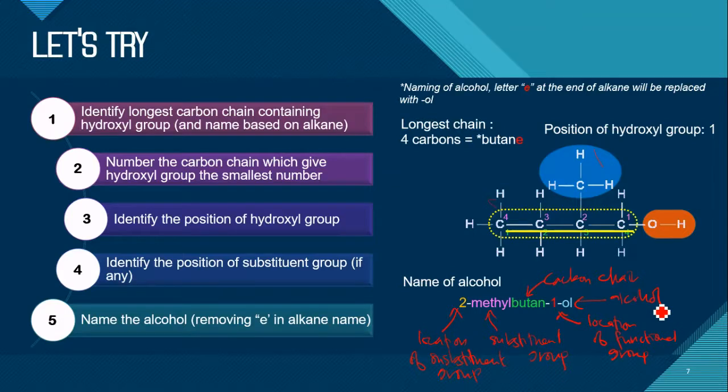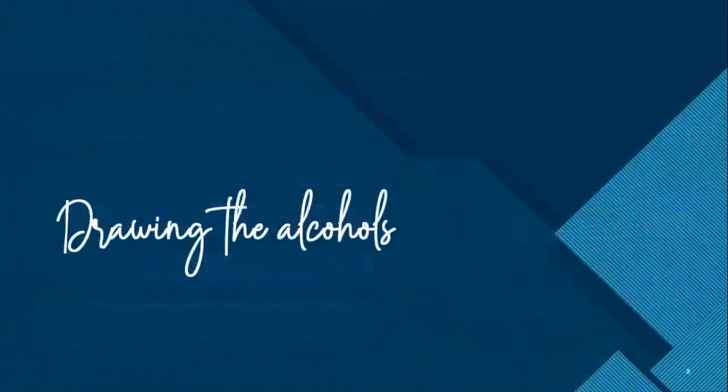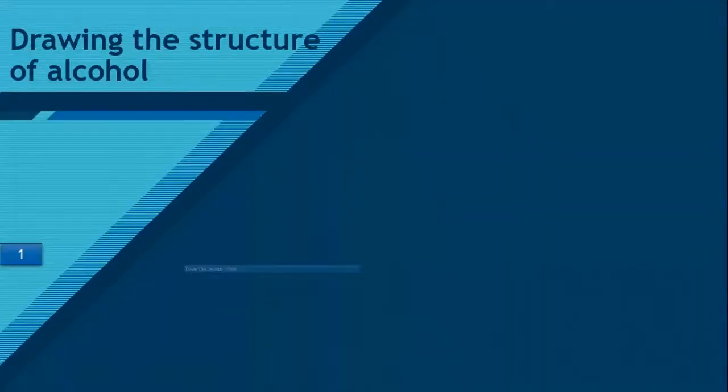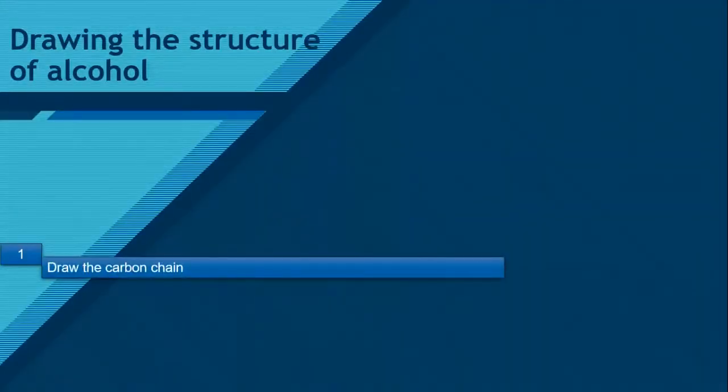If you are given the molecular structure, you can name it straight away. Now we're going to see how to draw the alcohol. Basically, the first step in drawing is to draw the carbon chain. Of course, after you identify that the given formula belongs to an alcohol, then you can follow this step. Draw the carbon chain, how many carbons you have.